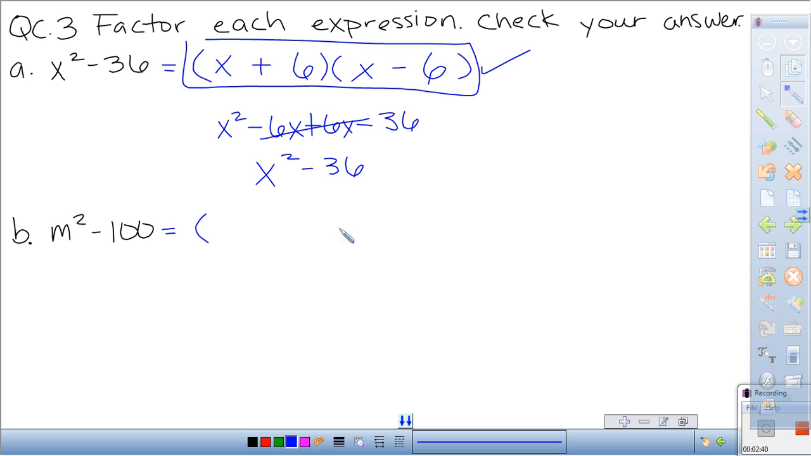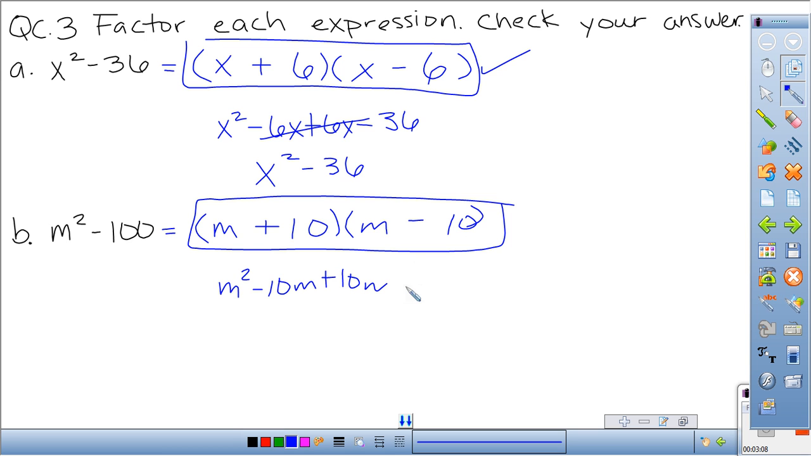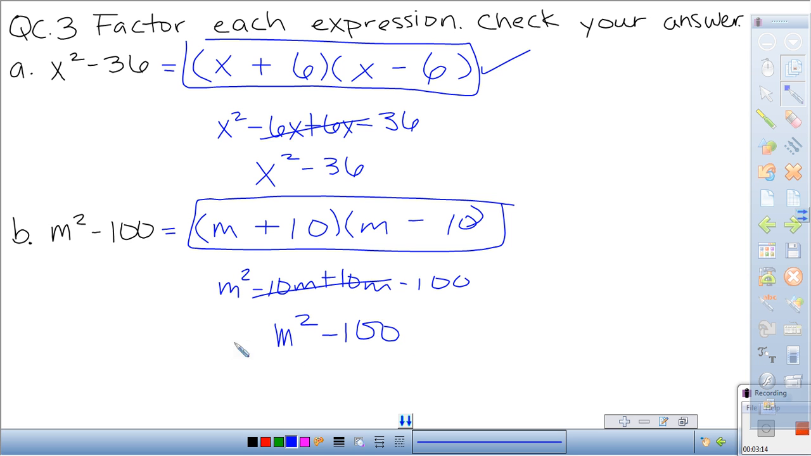So we know it will factor to be these two binomials, one addition, one subtraction, square root of the first term, and the square root of the last term. And there's our answer, and we can check it by FOILing. M times m, m squared, m times negative 10, negative 10m. Well, my board's kind of messing up there. Let me fix that. M squared, m times negative 10, negative 10m, 10 times m, plus 10m, 10 times negative 10, negative 100. Our middle terms cancel, and we end up with m squared minus 100. So we know we did, in fact, do it correctly.